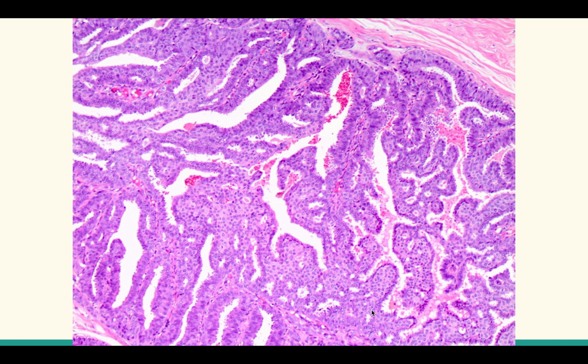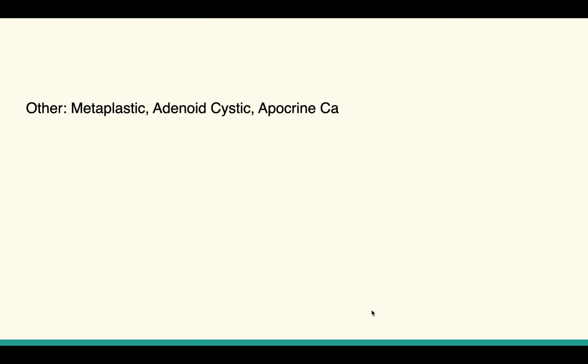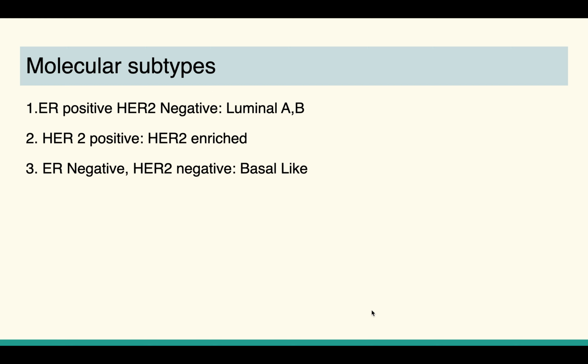This is the papillary carcinoma. You have a fibrovascular core going on, and then you have your cells. These are the papillary carcinoma of the breast. Other variants are also there, but for the undergraduates it's not important: the metaplastic, adenoid cystic, and apocrine carcinoma. So these were the morphological types.